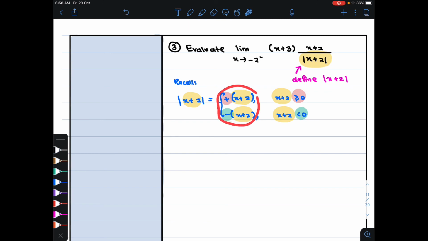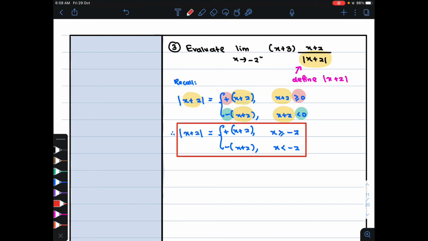This part here stays the same. You only need to simplify this range of x here. This one will give you x more than or equal to -2, and this one will give you x less than -2. So this is the definition of modulus x plus 2. Note that this is a piecewise function.